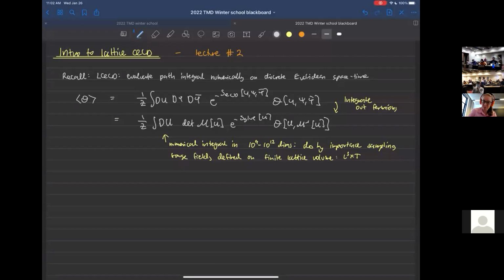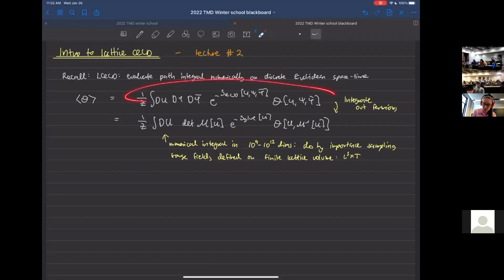Okay, excellent. So where we left off yesterday was we had introduced Lattice QCD as basically a way of calculating path integrals for quantum field theory, and in this case for QCD, but you can also do lattice field theory for other types of field theories, numerically on a discrete Euclidean spacetime. Euclidean, so that we get rid of that oscillatory integrand and have something we can do tractably numerically. Discrete, because the lattice regulator regulates the theory, and also gives us something that we can do numerically.